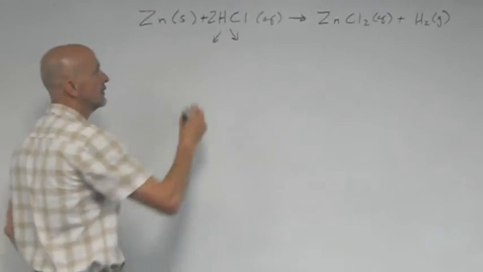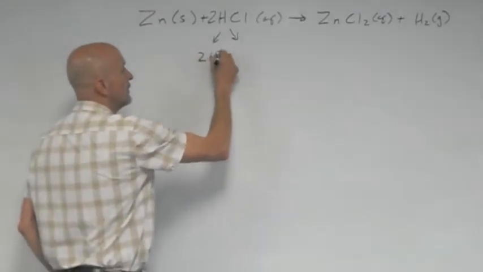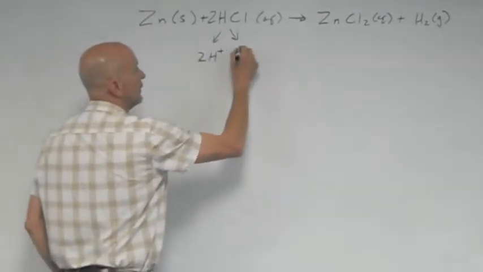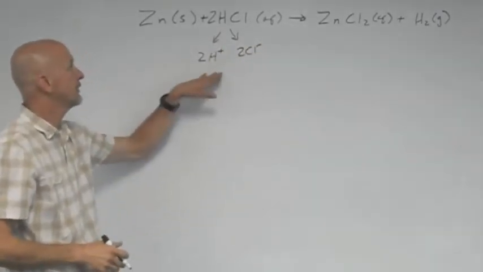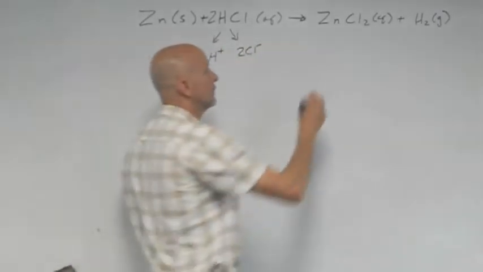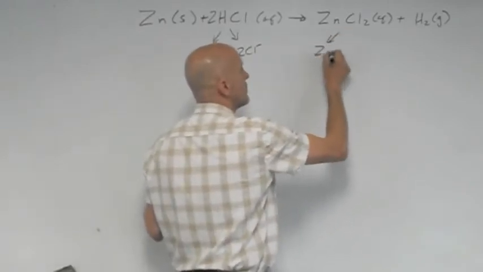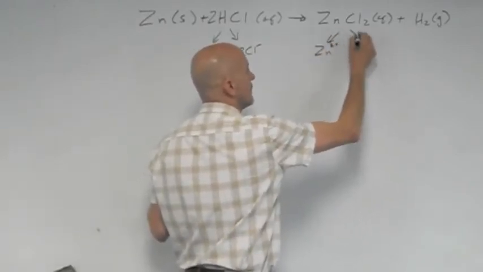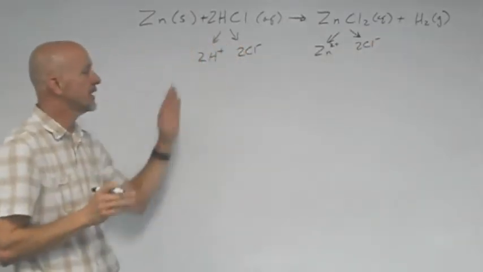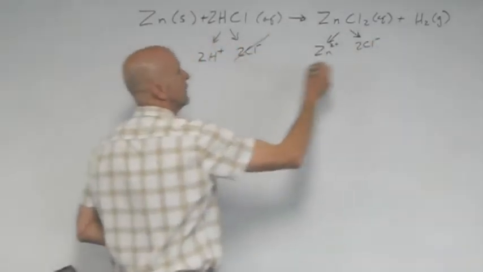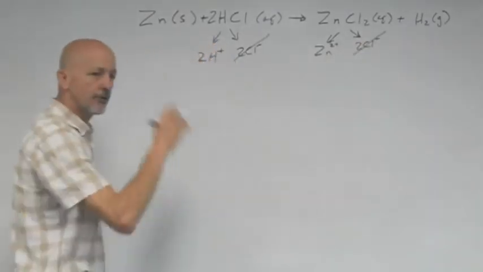Hydrochloric acid in solution means I've got hydrogen ions and chloride ions. So it is broken up into ions. That's this acidic solution. Break this one up. Break my aqueous solutions up, take the spectator out. Chloride again is a spectator. And then let's rewrite this one.